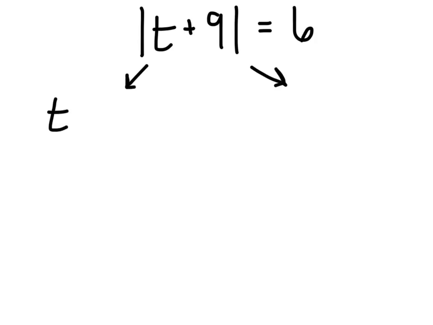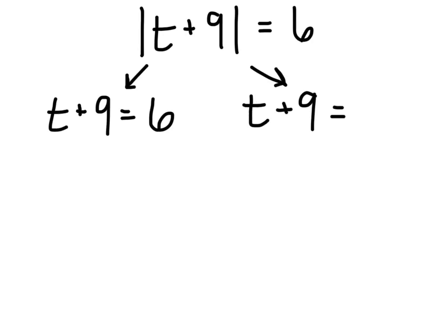Now I can set up my two equations just like I did in the last problem. So the absolute value of t plus 9 is equal to 6 can be broken up into two equations. If the inside of that absolute value sign is equal to 6, then I'm taking the absolute value of 6, which is 6. If the inside of that absolute value symbol is equal to negative 6, I'm going to end up taking the absolute value of negative 6, which is also 6. So these two equations give me what I need on the inside of the absolute value symbol.